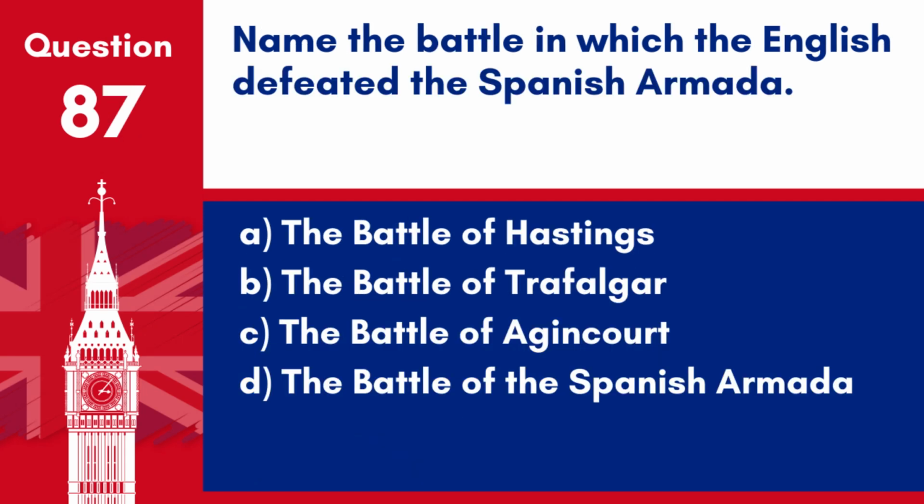Question 87. Name the battle in which the English defeated the Spanish Armada. A. The Battle of Hastings. B. The Battle of Trafalgar. C. The Battle of Agincourt. D. The Battle of the Spanish Armada. Answer: D. The Battle of the Spanish Armada. The English fleet defeated the Spanish Armada in 1588, marking a significant victory for England and altering the balance of naval power in Europe.